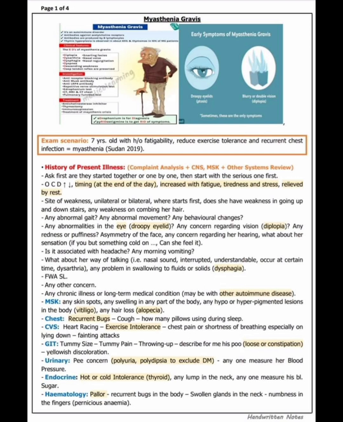Now I am taking the history. Introduction is similar, everything. History of present illness, we do complaint analysis plus CNS, musculoskeletal system and other systemic review. First, did they start together or one by one, then start with the serious one first. Onset, when it started, the course and duration, how long the patient has been suffering this problem, is there any triggering factor that increases or decreases it.